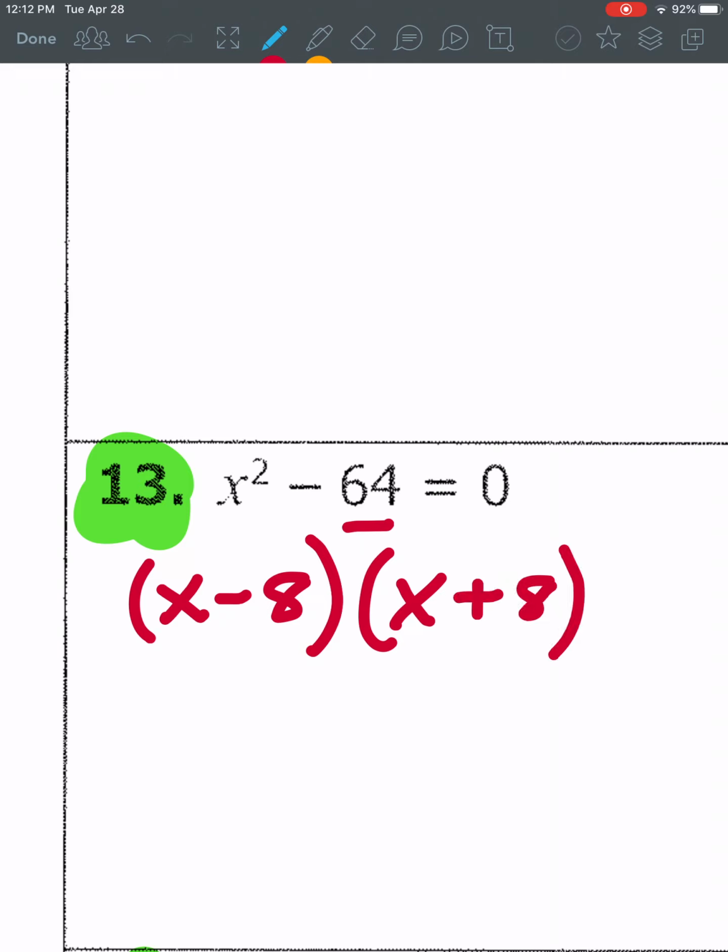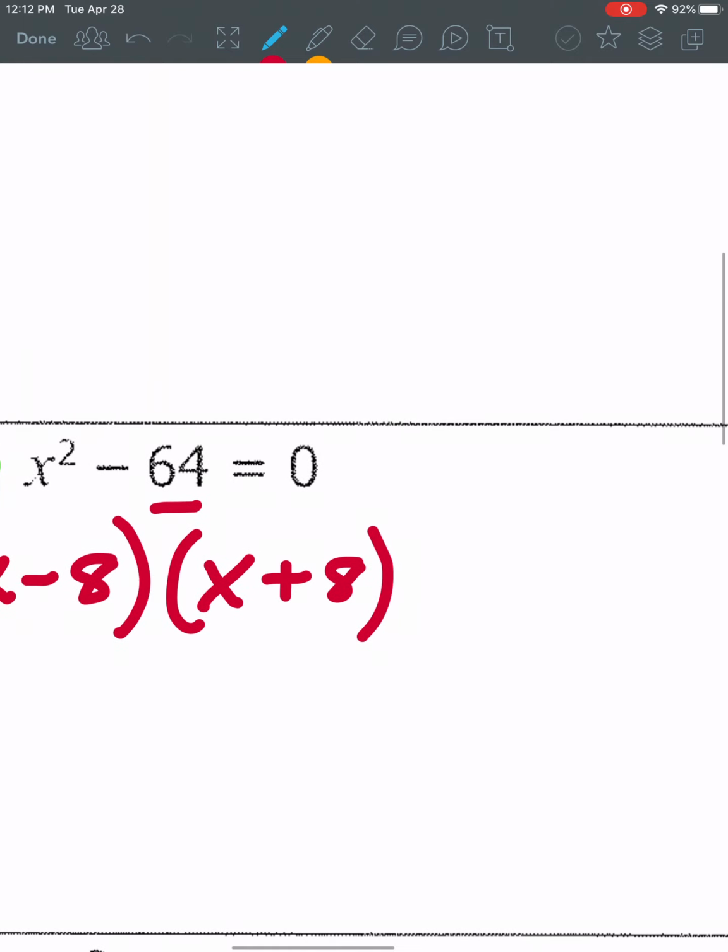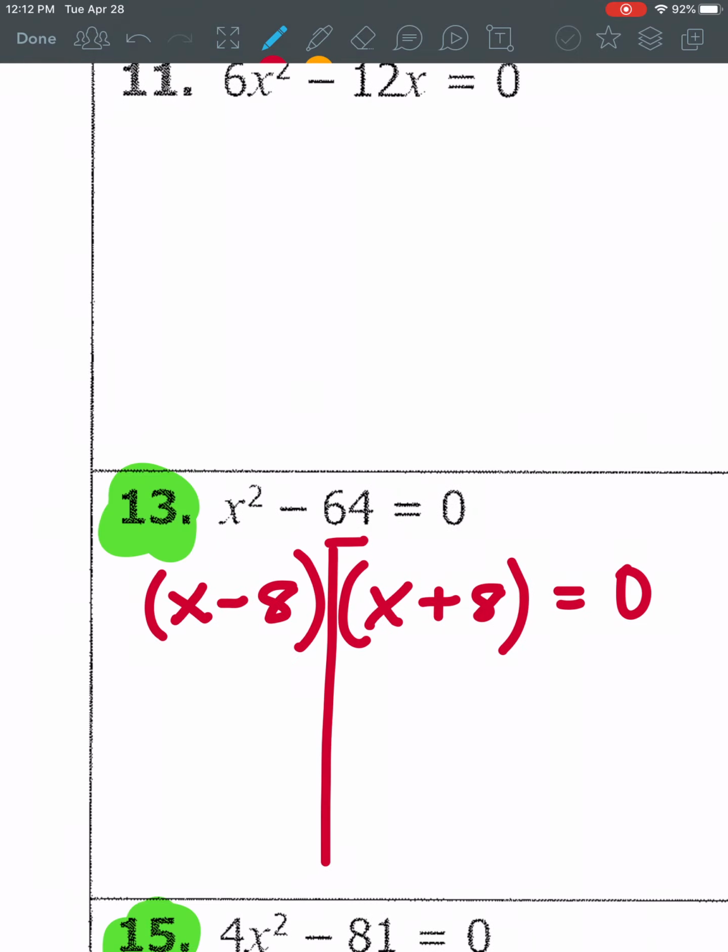When we do the opposites, those will cancel out, and that's why we don't have the middle term, the b value, okay? X squared plus 8x minus 8x, that's where they cancel out. And then negative 8 times positive 8, we get negative 64, okay? All of this we learned in our factoring unit, okay?